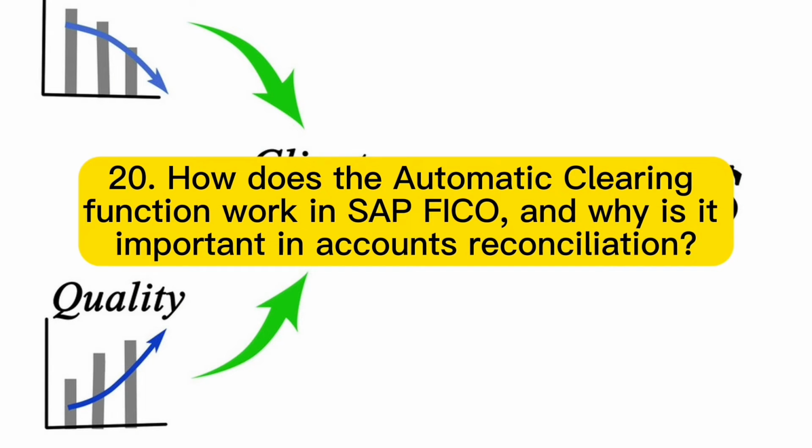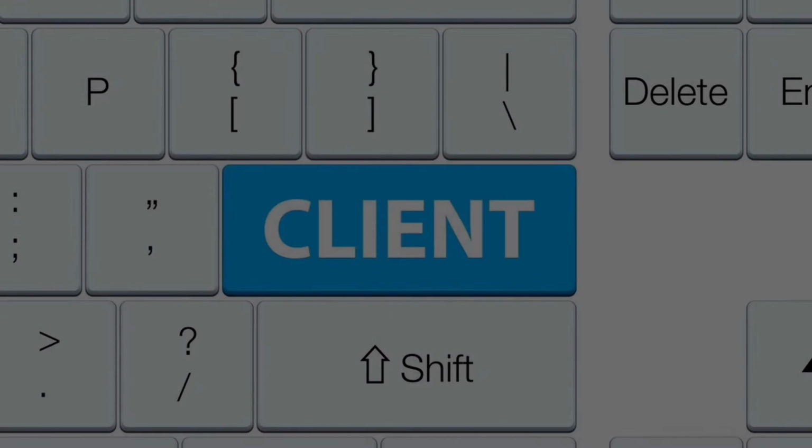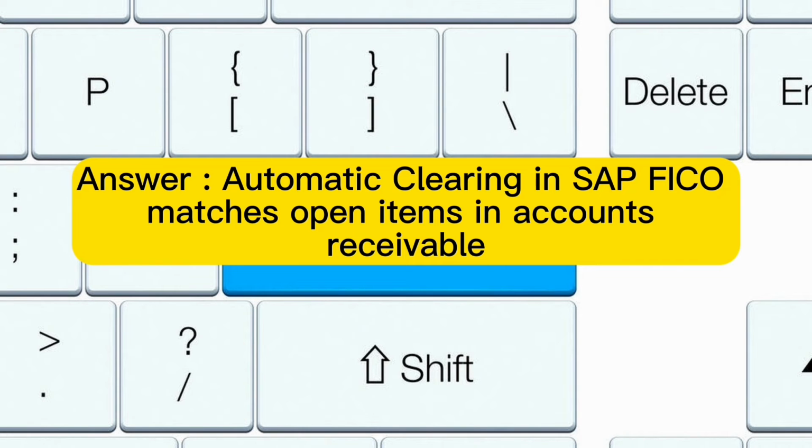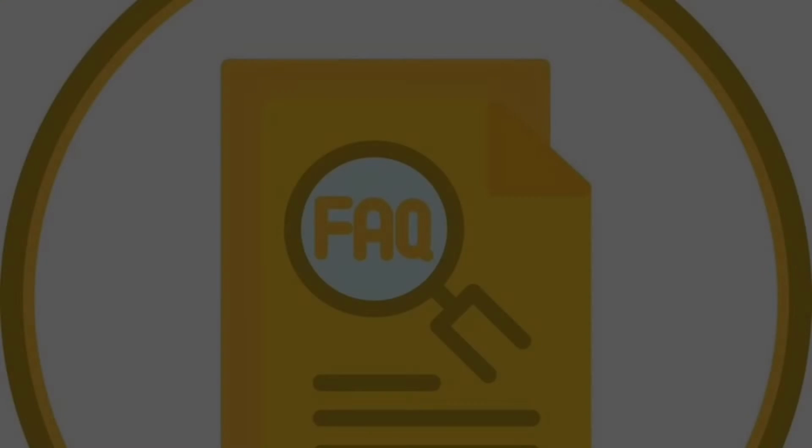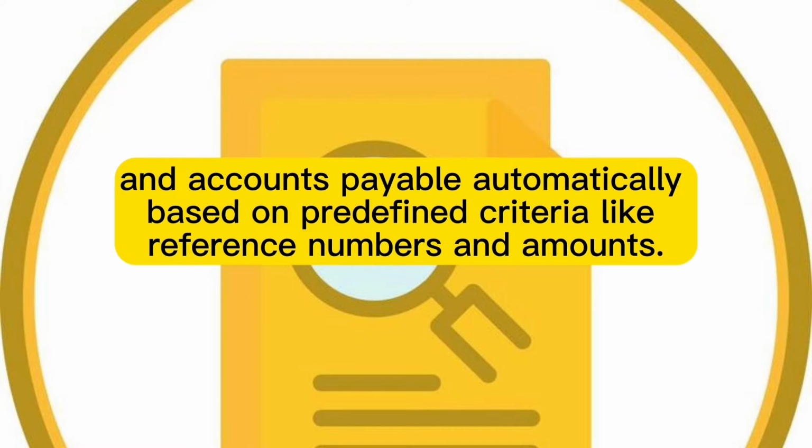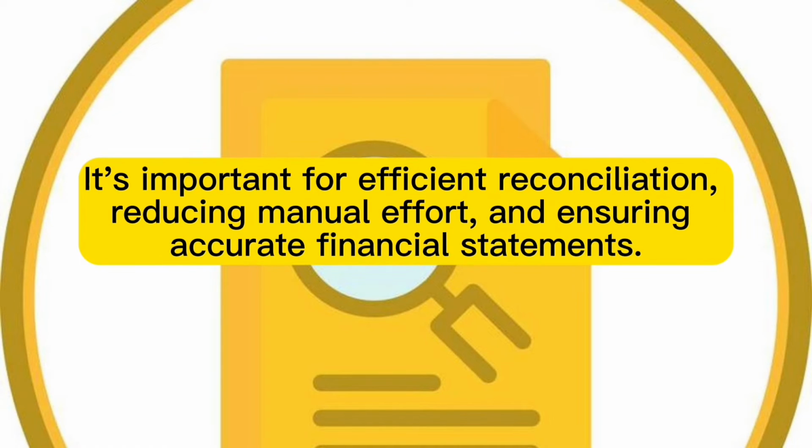20. How does the automatic clearing function work in SAP FICO, and why is it important in accounts reconciliation? Answer. Automatic clearing in SAP FICO matches open items in accounts receivable and accounts payable automatically based on predefined criteria like reference numbers and amounts. It's important for efficient reconciliation, reducing manual effort, and ensuring accurate financial statements.